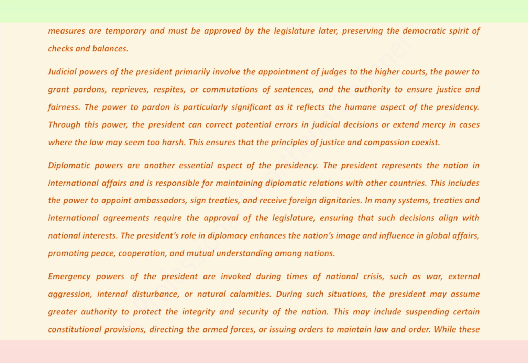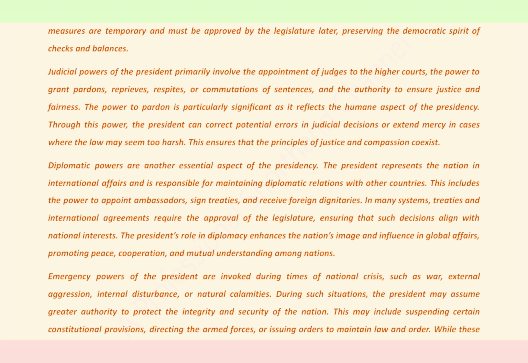Judicial powers of the President primarily involve the appointment of judges to the higher courts, the power to grant pardons, reprieves, respites, or commutations of sentences, and the authority to ensure justice and fairness. The power to pardon is particularly significant as it reflects the human aspect of the presidency. Through this power, the President can correct potential errors in judicial decisions or extend mercy in cases where the law may seem too harsh. This ensures that the principles of justice and compassion coexist.